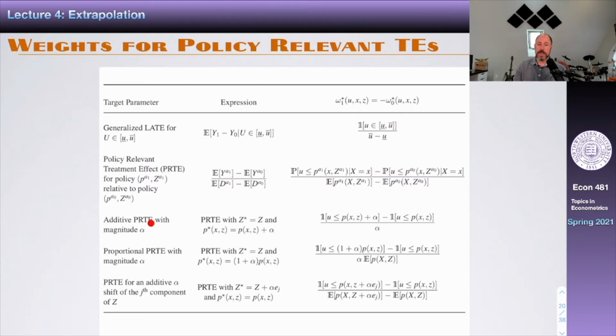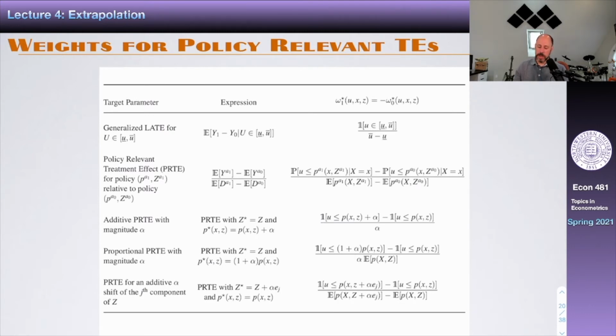One policy relevant treatment effect that we can think about is increasing the propensity score by a magnitude alpha. Now you make the propensity score higher, keeping the values of x's and the instrument constant. And then in that case, these are the weights. You're going to have a plus alpha over there. You can do the same by making them larger proportionally. The new propensity score you care about is just some magnitude above the previous one.